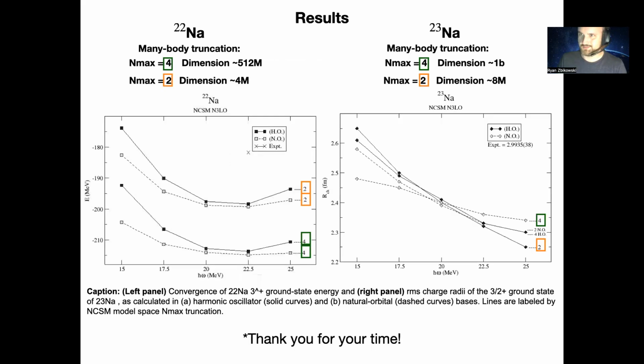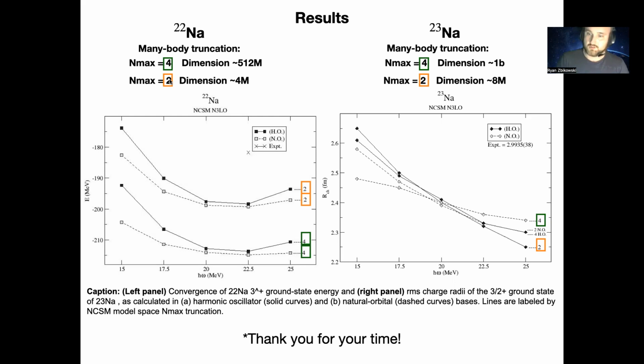Now let's talk about some results. I have two cases to present here, sodium 22 and sodium 23. The left panel shows the ground state energies of sodium 22 at different harmonic oscillator frequencies. I want to draw your attention to the colored squares here, which highlight the Nmax truncation. I'm not going to go into the details of Nmax truncations, but you can intuit it as the lower the Nmax, the smaller the dimension of the basis that we use to get our results.